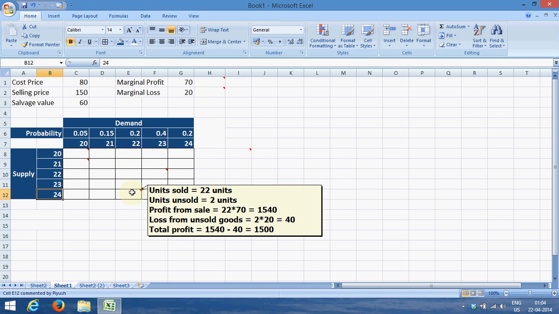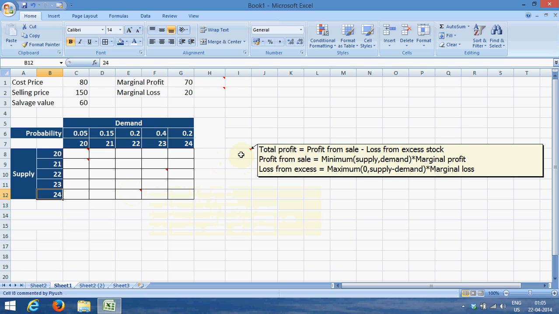So we would sell 22 since the demand is less. From selling 22, we would earn $1,540. And from scrapping 2, we would lose $40. So the net profit would be $1,540 minus $40, to give us a net total profit of $1,500.